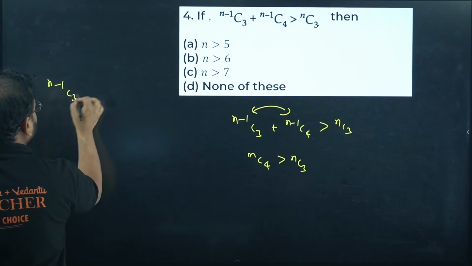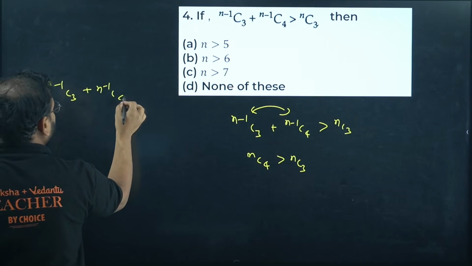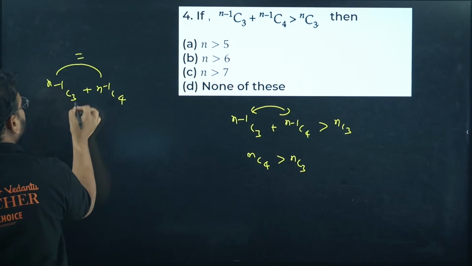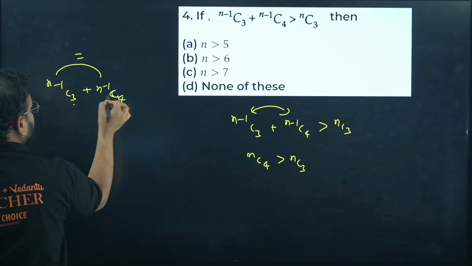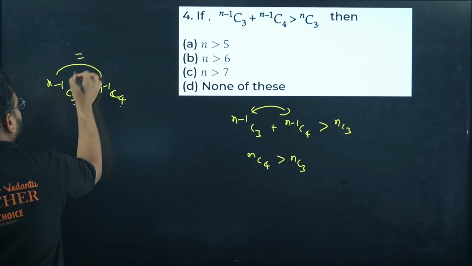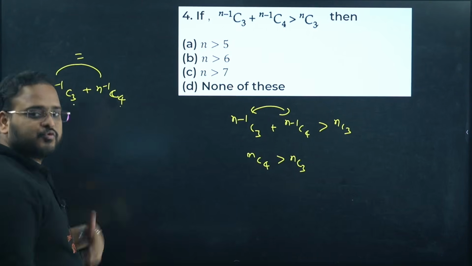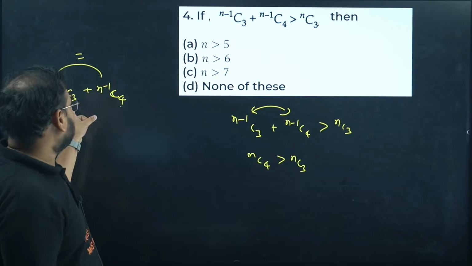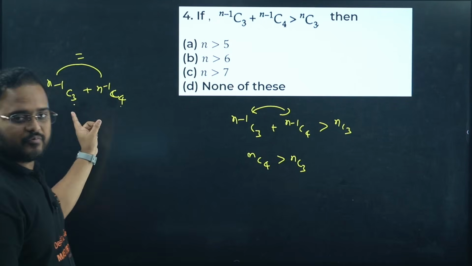N minus 1 C3 plus N minus 1 C4. This is equal and this is 1 less than this. Please check carefully. These two are equal. To choose from is equal and the number of choosings are 1 less over here, 3 and 4.